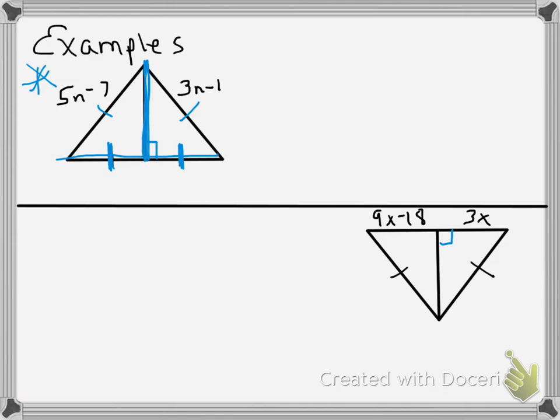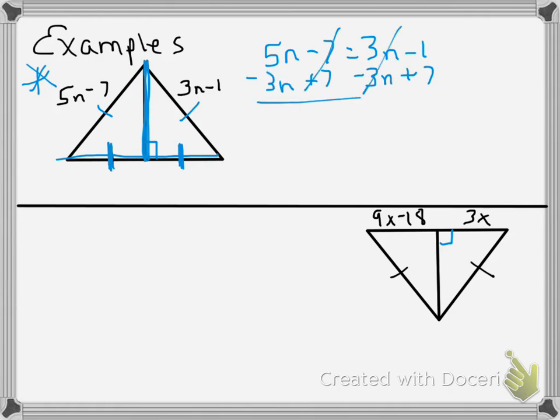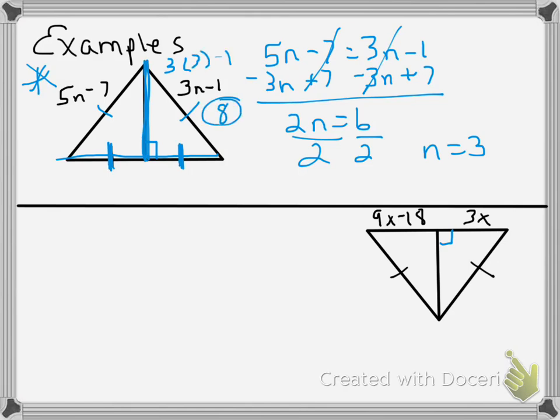So you know immediately how to solve this, which is we set them equal to each other. 5n minus 7 equals 3n minus 1. So we're going to solve for n. I'm going to add 7 to both sides, and I'm going to subtract 3n from both sides. Those cancel out, and I'm left with 2n equals 6. Divide by 2, n equals 3. So if I want to know what each of these sides is, then I do 3 times 3 minus 1, which gives me 9 minus 1, which is 8.